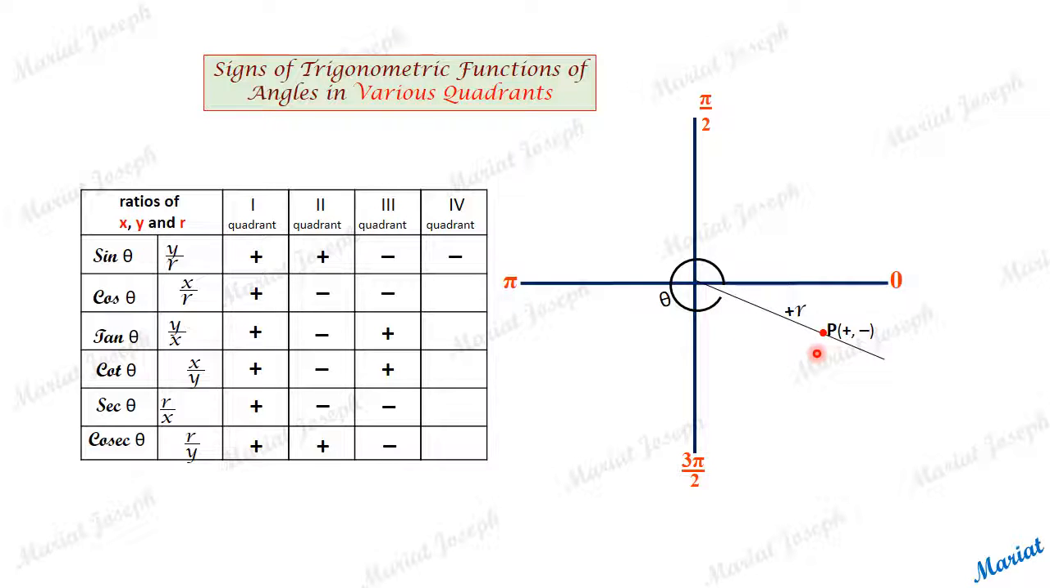So sin theta will be y upon r. Negative upon positive is negative. Cos theta is x upon r. X is positive, r is positive, so positive here. If cos theta is positive, sec theta will also be positive. Rest all are going to be negative. Here it goes. Now, this distribution of the signs for various angles in the quadrants is to be remembered very seriously.